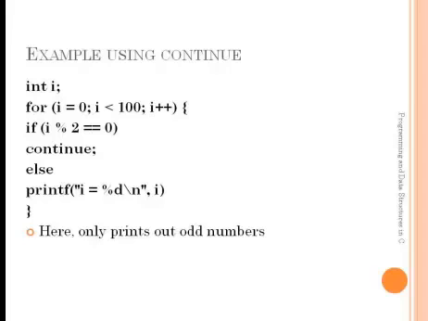Again it will check 3 modulo of 2. This condition fails. Then it will printf %d I, that is 3. Likewise it will print 1, 3, 5 up to 99. This code will print the odd numbers between 0 and 100. They are 1, 3, 5 up to 99.